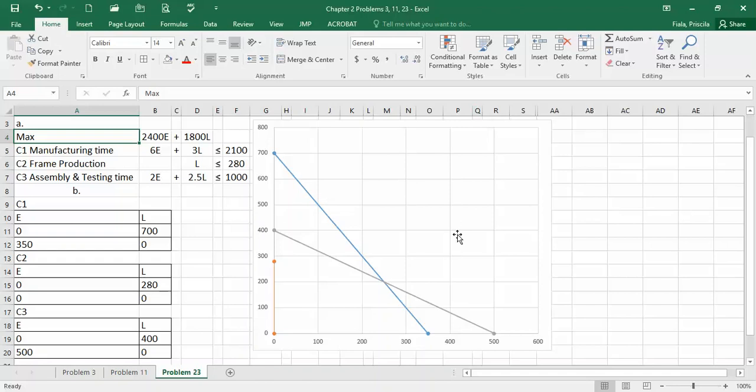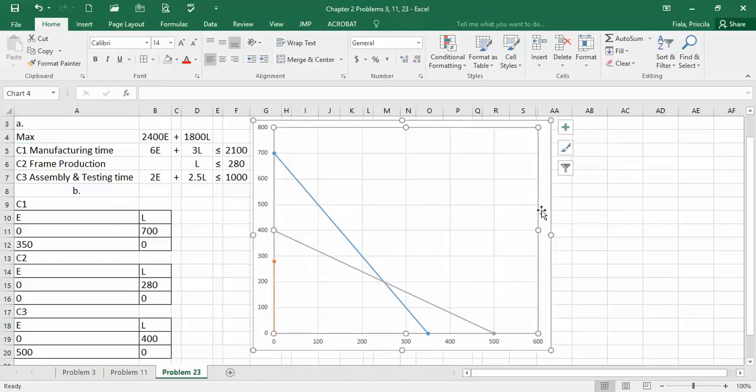If I had nothing else and they told me, what do you think? I'd say, well, I believe that my optimal value would be about produce 200 of my Lady Sports and 250 of my Easy Rider. Sorry about that. This is Easy Rider right here.